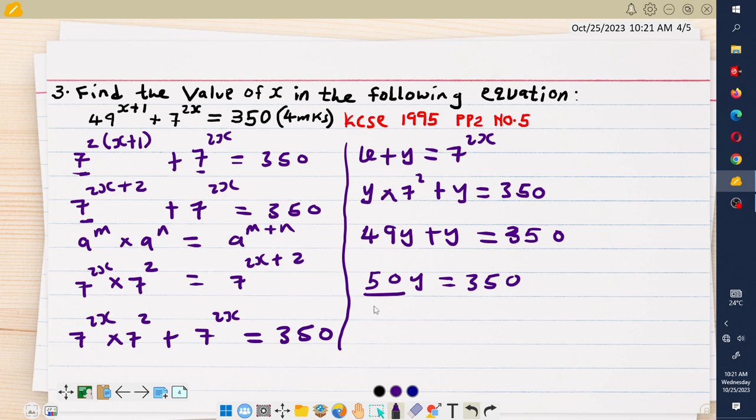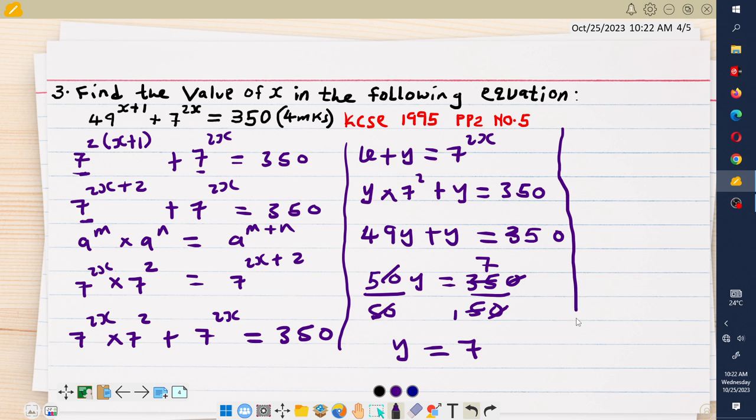Then of course I divide through by 50. So I'm going to get my value of y being equal to, of course the 0 and 0 will cancel out, 5 into 35 is 7 times. So my value of y is equivalent to 7.